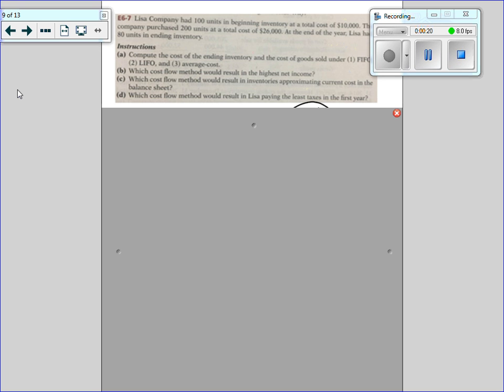I apologize about the poor quality of this. This was back in the day when I'd just take pictures of the book. But it's easy because then you can write on it and make notes.